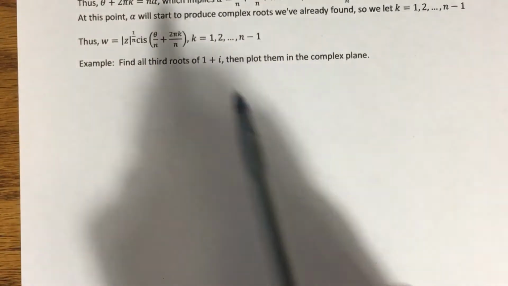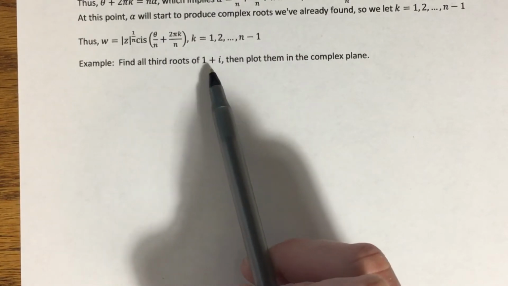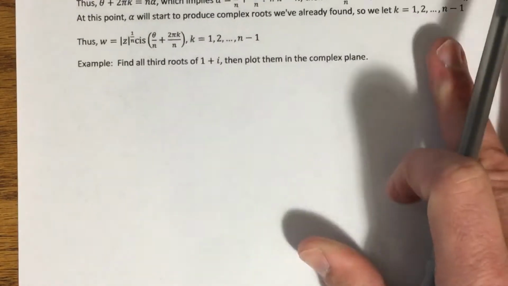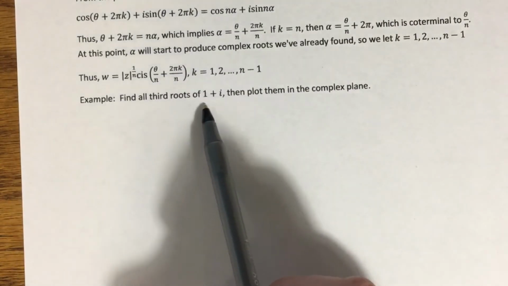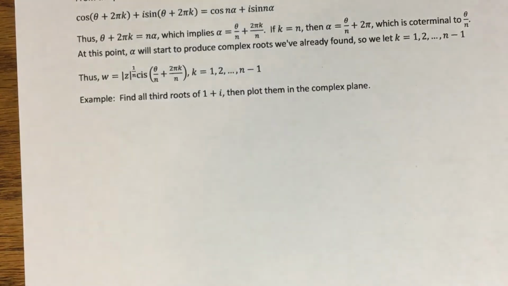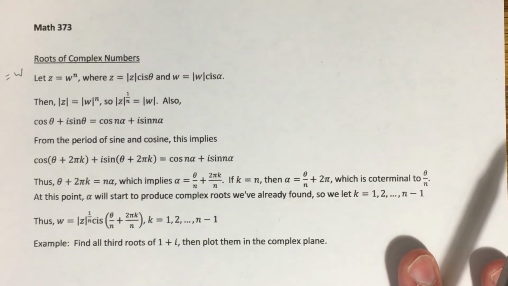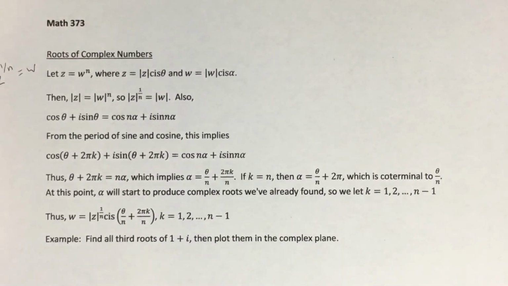Down here, once we work through this derivation up here, we're going to try to find cube roots, or third roots, it's the same thing, of the complex number 1 plus i, meaning we are looking for other complex numbers that can be cubed to make this 1 plus i. De Moivre's theorem on the previous page kind of gives us a technique for doing this.